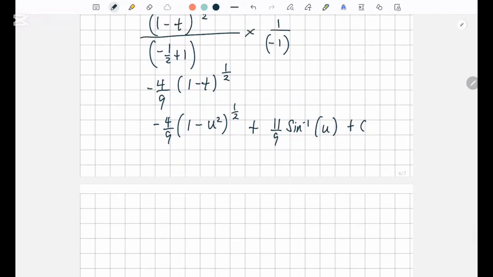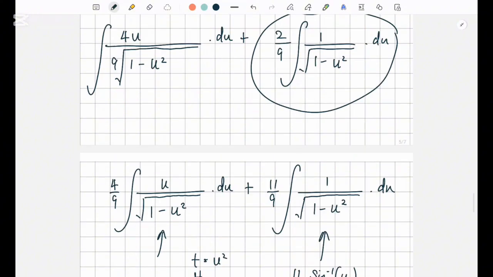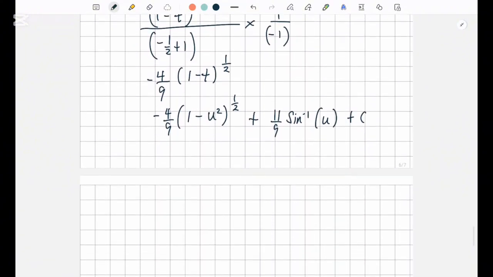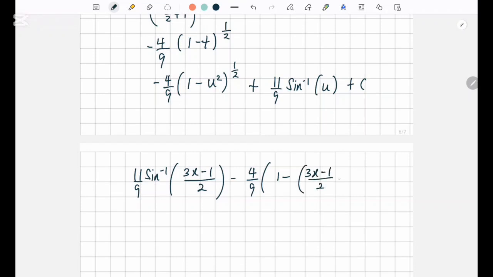So now we had the substitution of u equals 3x minus 1 over 2. So you can put that in. So it's going to be 11 over 9 sine inverse of 3x minus 1 over 2 minus 4 over 9 in brackets 1 minus 3x minus 1 over 2 bracket squared, power half plus c. This is your final.